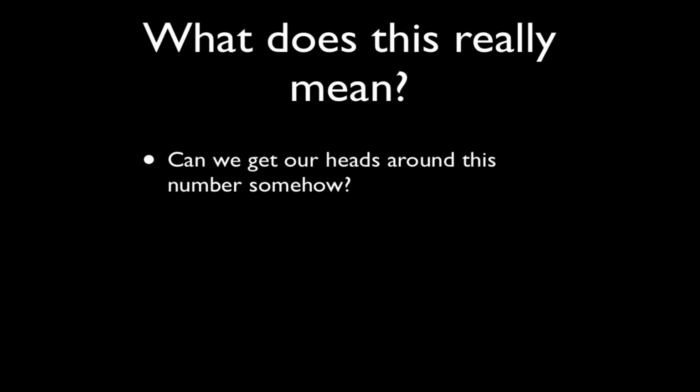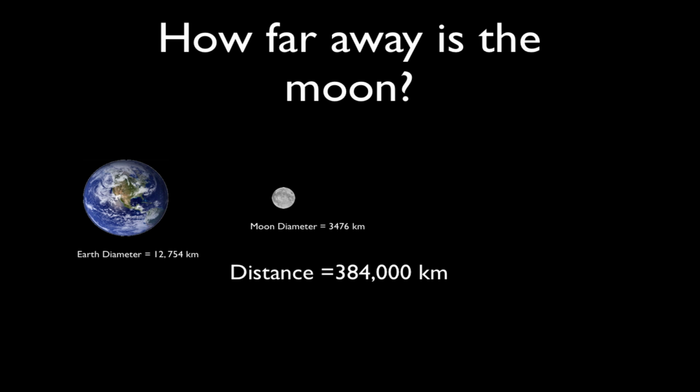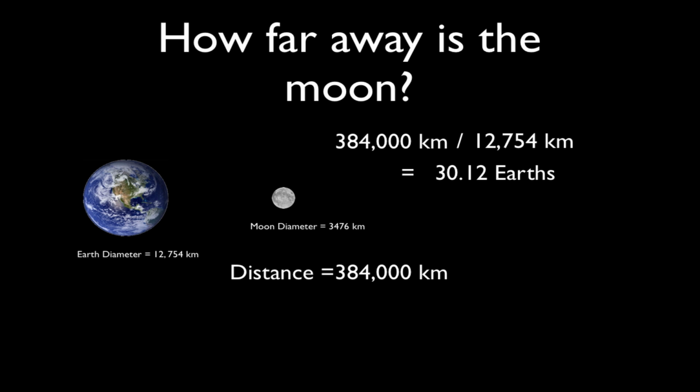So here's what we did. We asked ourselves the question, how many actual Earth distances is it to the moon? And given our little cutout models, if we could count the same number of Earths, we would actually know what that scaled distance is. So we took the distance to the moon from the Earth, we divided it by the diameter of the Earth, and we concluded it's about 30 Earths away.